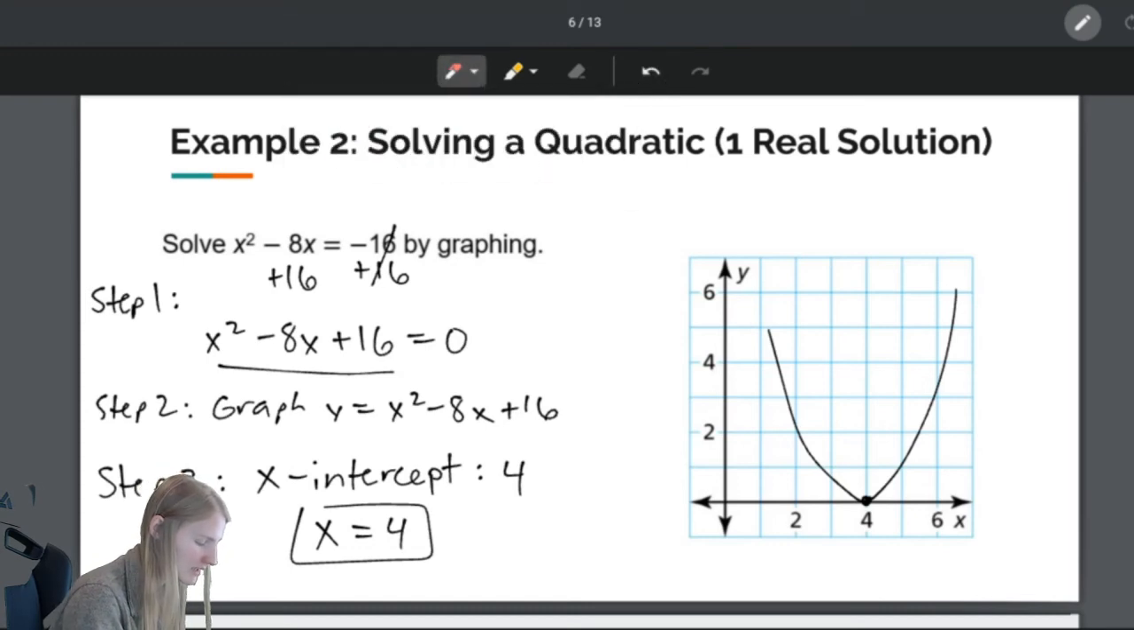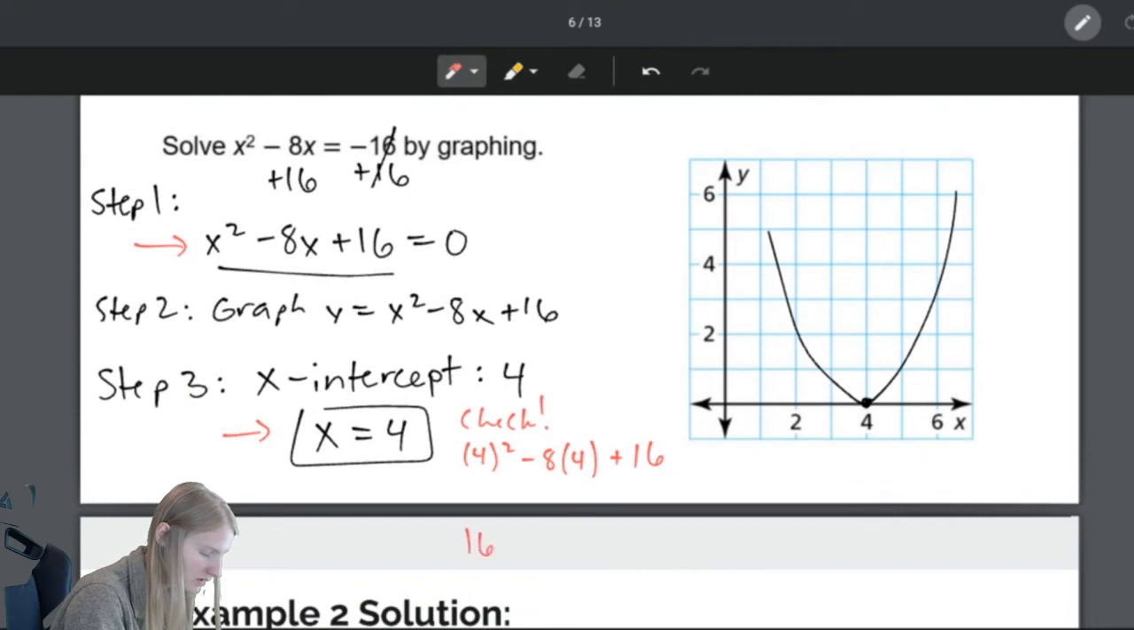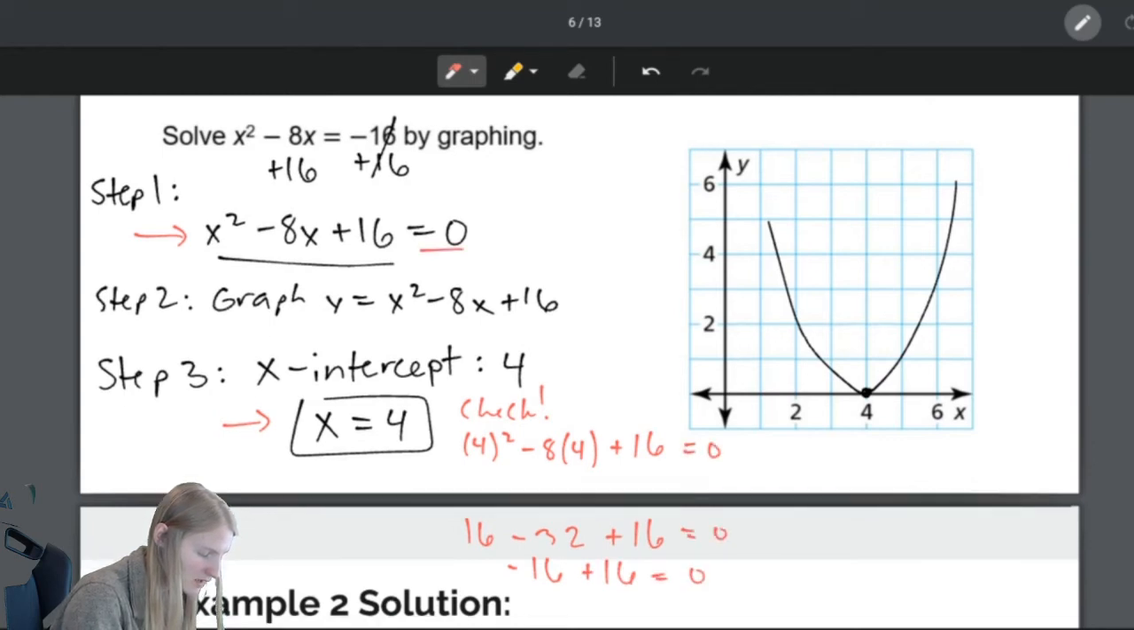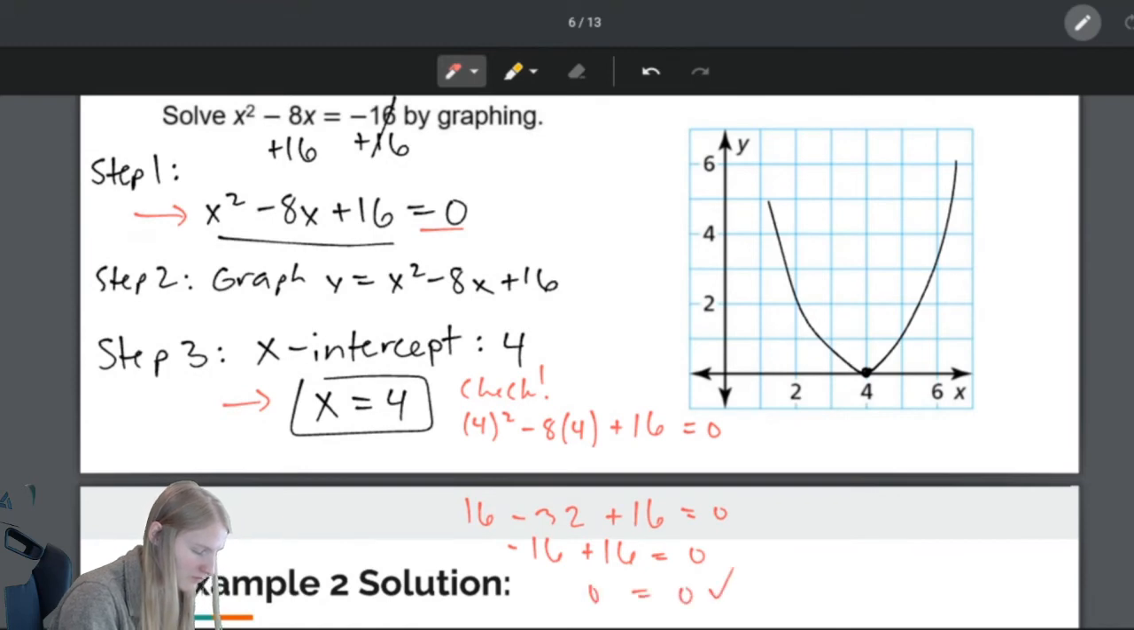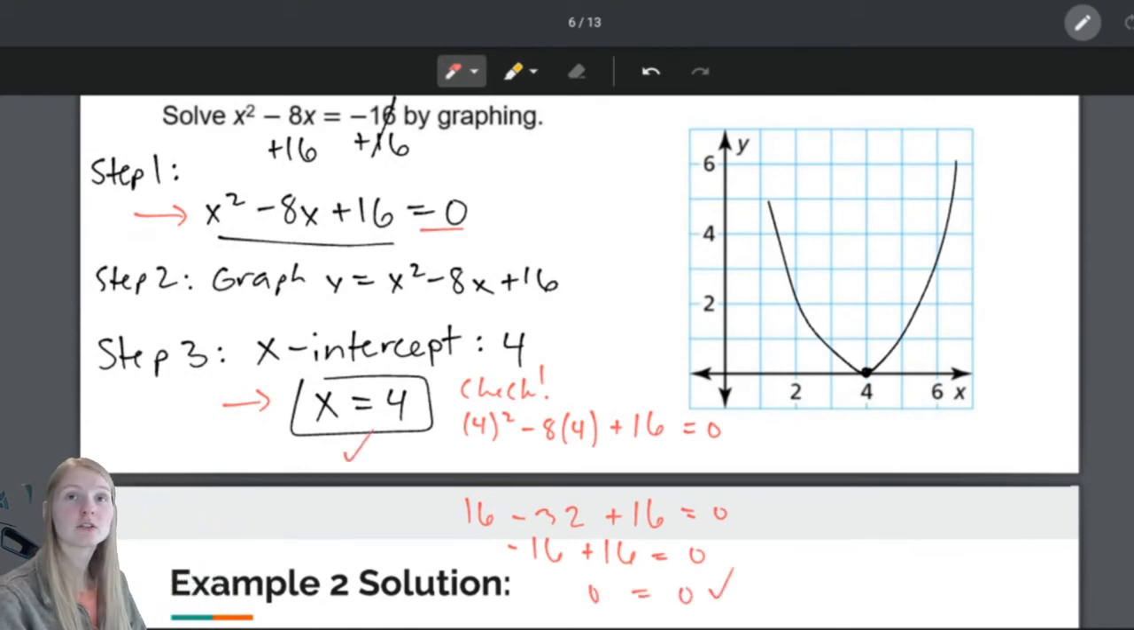And let's check, to our optional step 4. So, remember we're going to take this and put it in here. So, 4 squared minus 8 times 4 plus 16. And this is 16 minus 32. Minus 32 is negative 16. And remember, we wanted all of this to be equal to 0. And it is true. 0 equals 0. Awesome. So x equals 4 is correct.